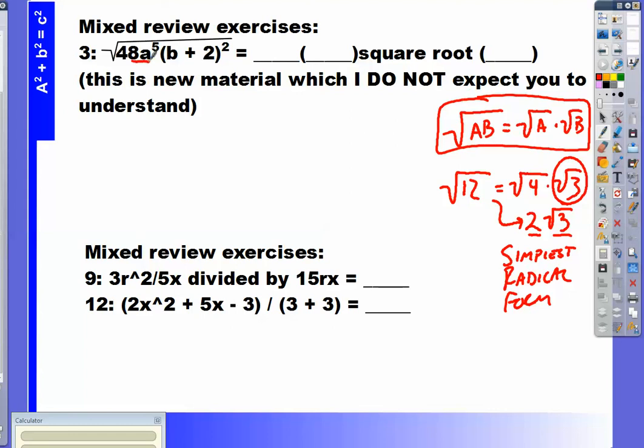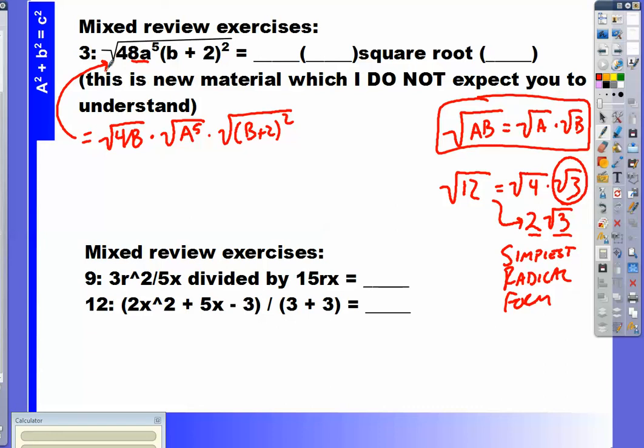So let's break this into its parts using the rule that we just had. We know that the square root of 48 times the square root of a to the 5th times the square root of b plus 2 squared is going to equal my original problem. That probably is not a hard step to take. So the tougher part is, how do I break this further apart?